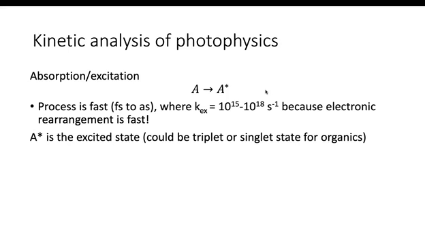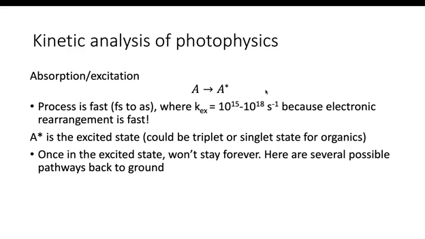If we were talking about straight organics, it could be a triplet spin state or a singlet spin state. So in other words, either paired electrons in the singlet or unpaired electrons in the triplet. But the thing about excited states is that they won't last forever. They have a finite amount of time. The molecule will only spend a finite amount of time before it finds its way back to ground. And so let's discuss some of the pathways, the kinetic pathways to get to the ground state.